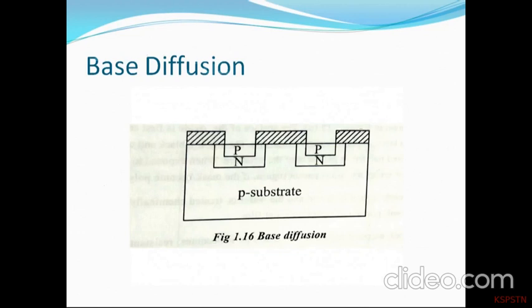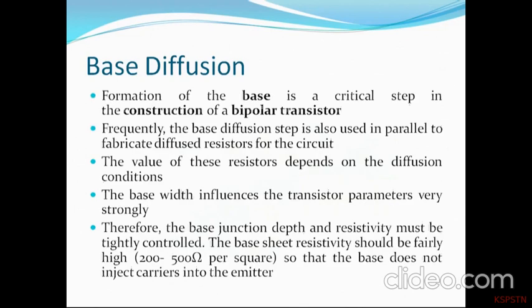So next one is base diffusion. The figure shows the base diffusion structure. The base formation is a critical step in the construction of a bipolar transistor. The base must be aligned so that during diffusion it does not come into contact with either the isolation region or the buried layer. The value of these resistors depends on the diffusion conditions.